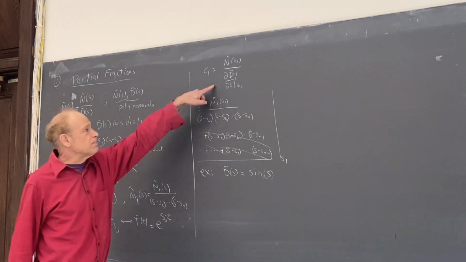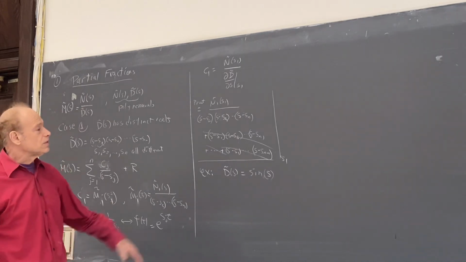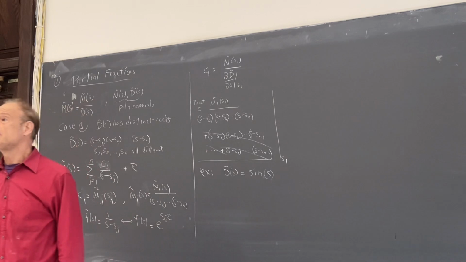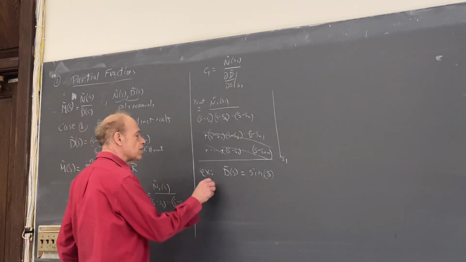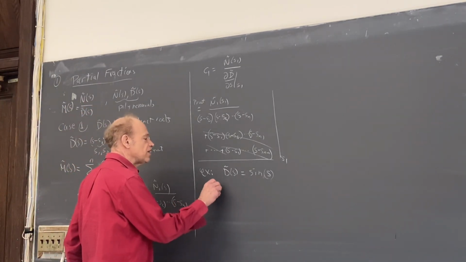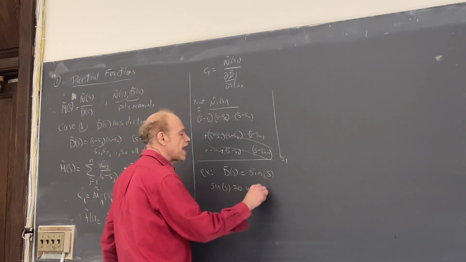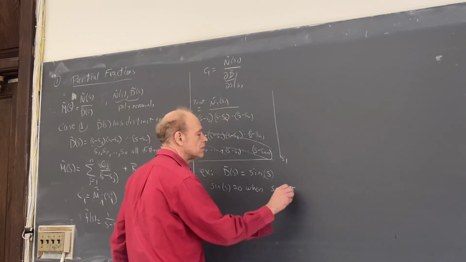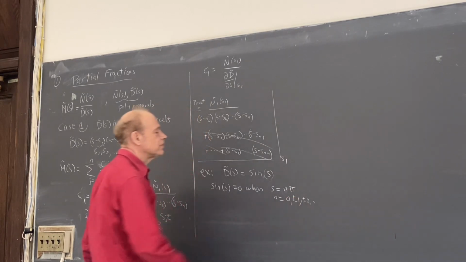But this formula still works, because let's notice what the zeros of s are. What are the zeros of the sine? When is the sine 0? At 0, pi. So sine of s is 0 when s is equal to n pi, n equals 0, plus or minus 1, plus or minus 2, etc.